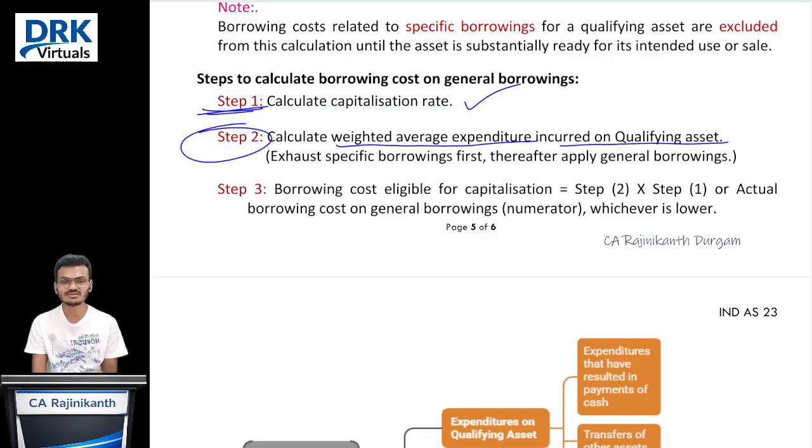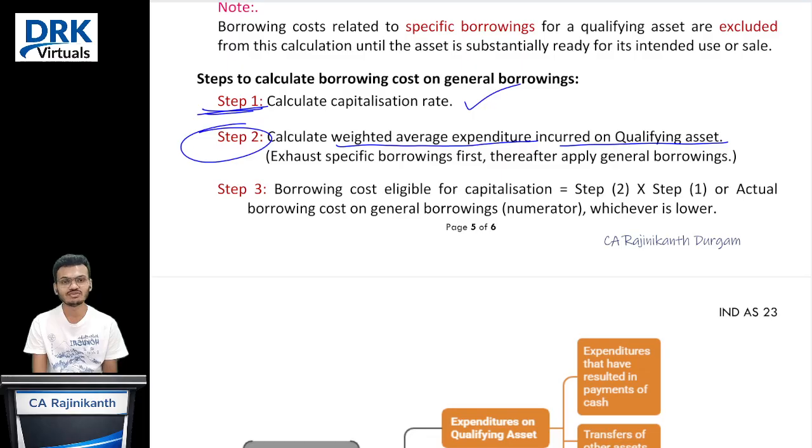Weighted average expenses. Suppose we incurred 5 lakh rupees on a qualifying asset as an expense on 1st April. It means for the next 12 months of the same financial year, it is outstanding. So multiply that amount by 12 by 12. Suppose we incurred one more expense on 1st July. It is outstanding for the next 9 months, so 9 by 12. Similarly, if we incur an expense on 1st January 2025, it remains outstanding for 3 months in the same financial year. You multiply with 3 by 12.